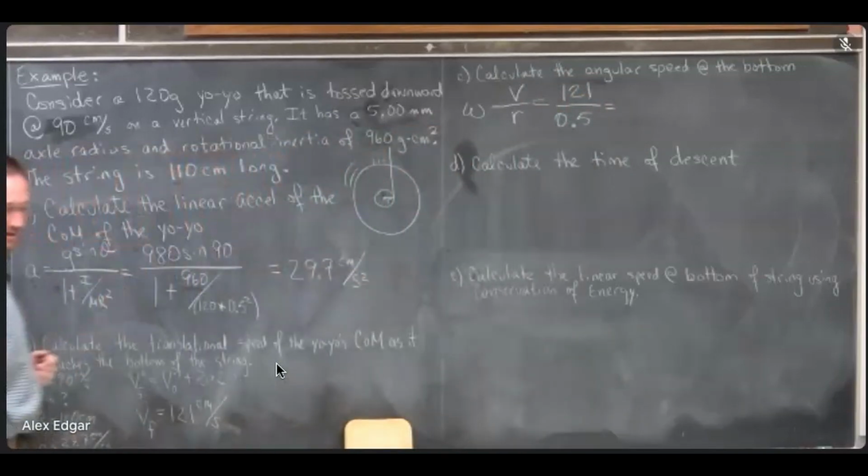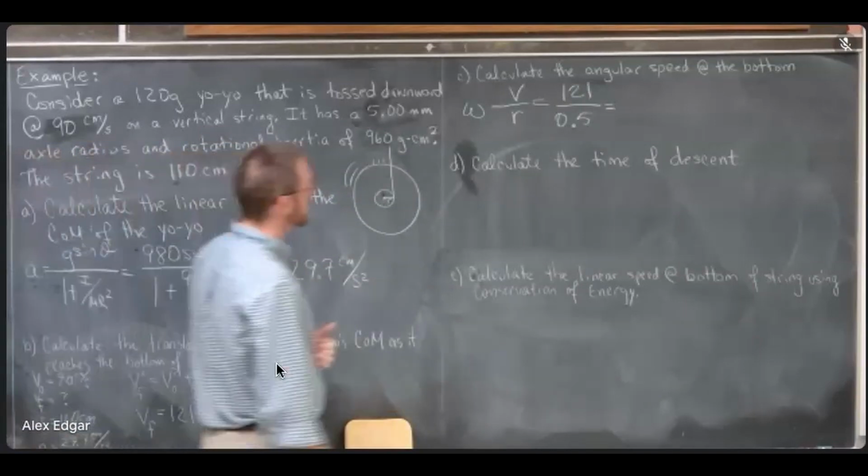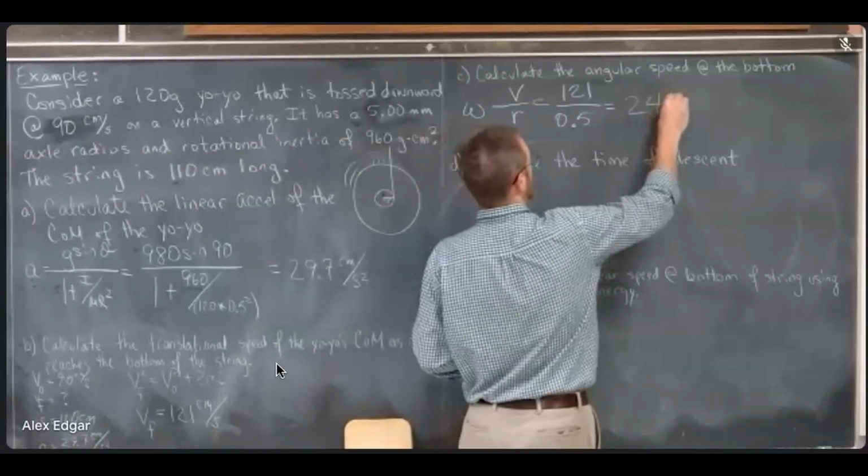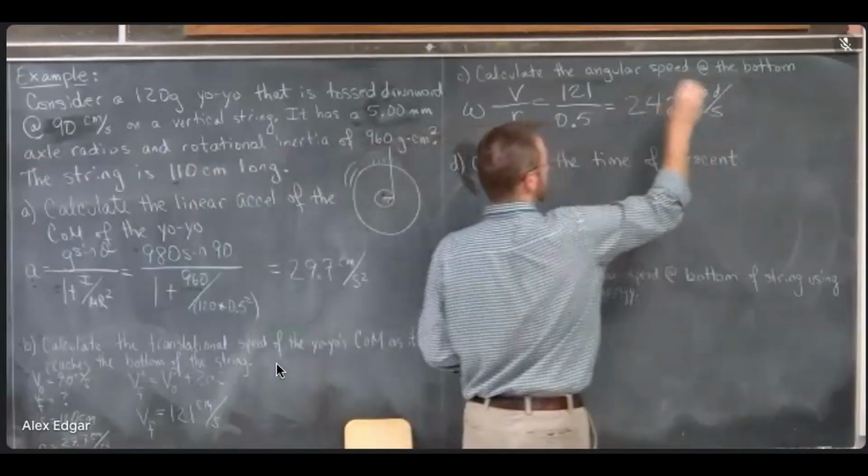The angular speed there is going to be the linear speed divided by that axle radius around which it's spinning. So that'll be 242 radians per second. Radians per second, sorry.